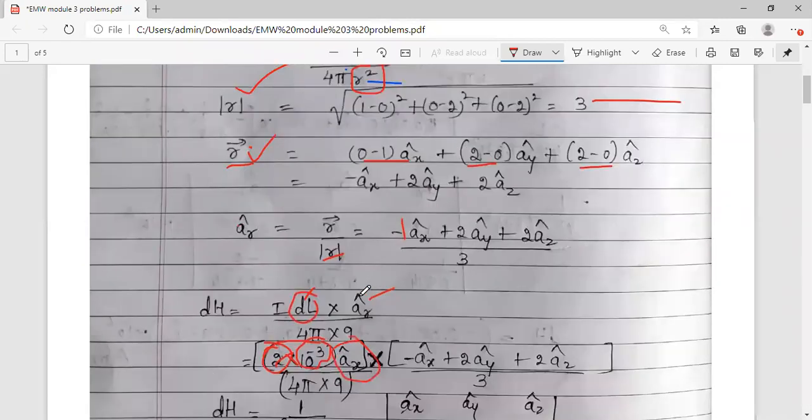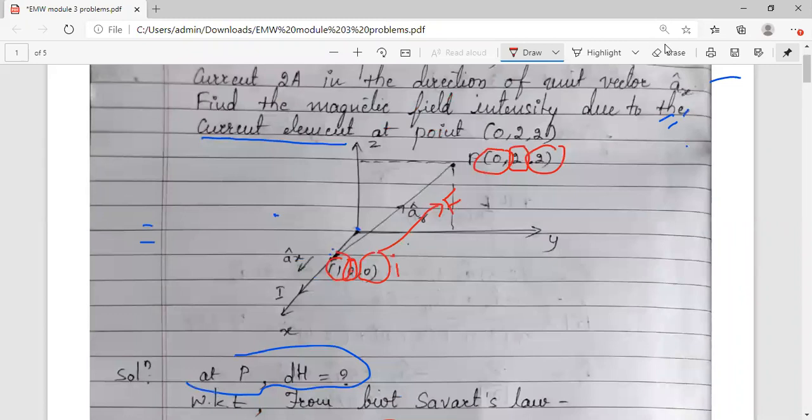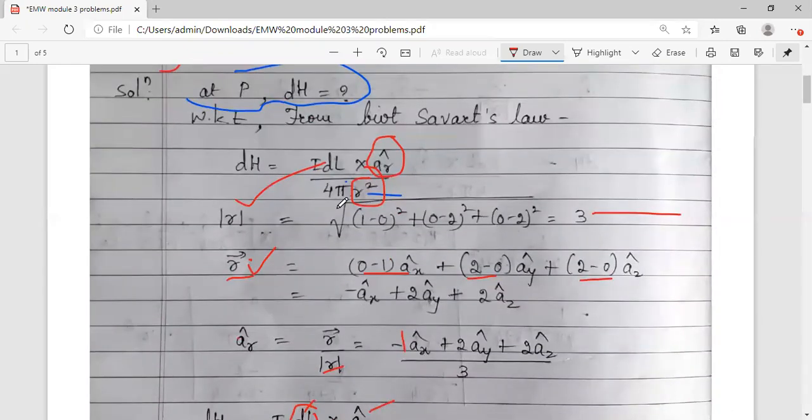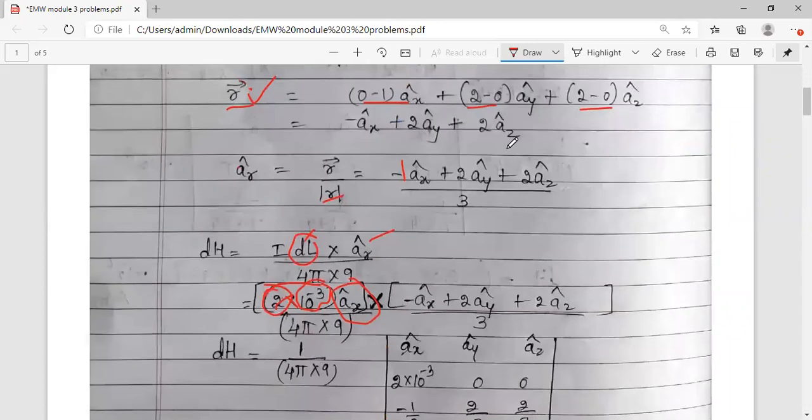So what is the direction of dL? Just observe the figure. You can see this is the conductor in which the current is flowing, kept somewhere like this. If I consider this small element, its direction is in this way. So that is nothing but the aX direction. So the I dL element is in the aX direction. That's why while solving, I have taken it in the aX direction.